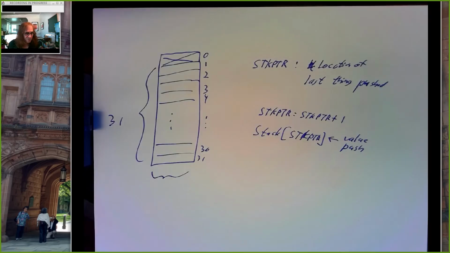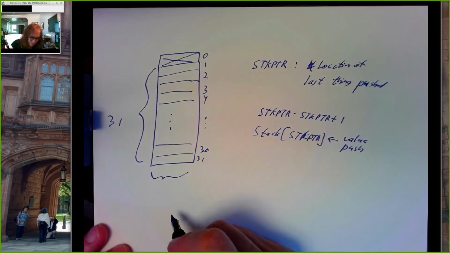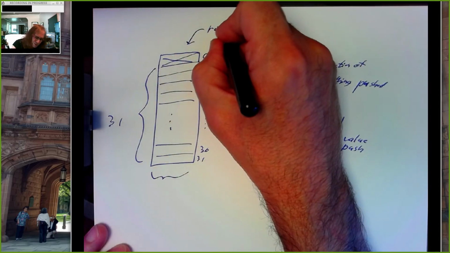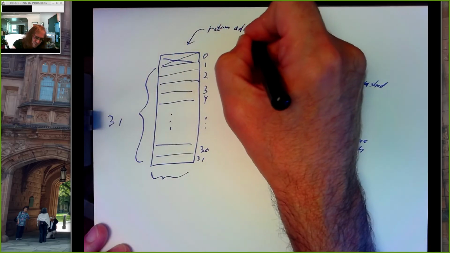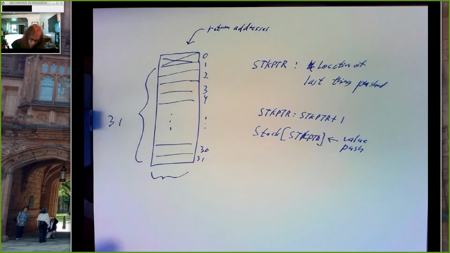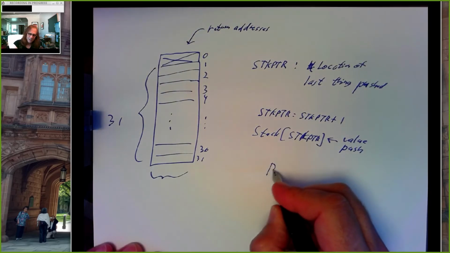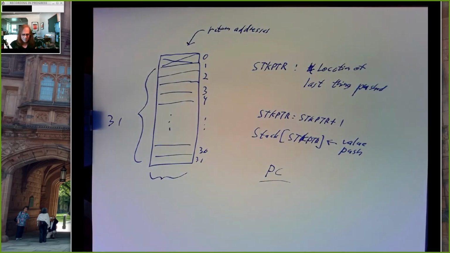And the width of this stack is more than 8 bits, right? What are we storing in here? We're storing return addresses. We're storing locations in program memory. In other words, we're storing the contents of the program counter.